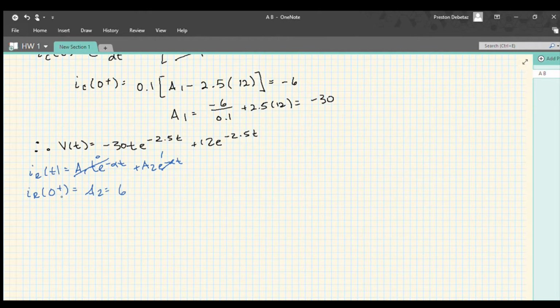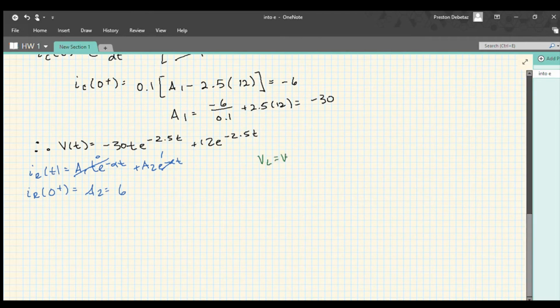But how are we going to go about doing that? The derivative-based relationship for IL of t is going to be easy, because the voltage drop across an inductor is L di dt. So we have to find a relationship between IR and IL of t. But remember, VL is VR. The voltage across the inductor is the same as the voltage across the resistor.